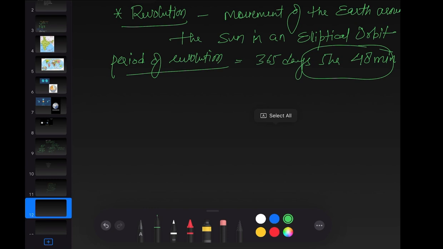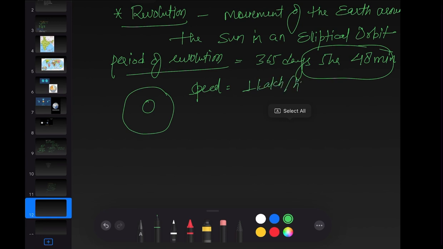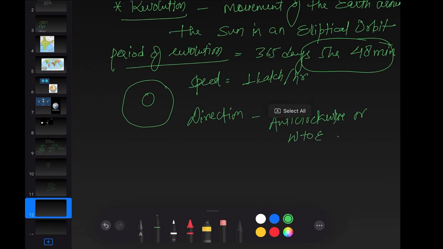Let's think about what the speed of revolution is on average to revolve around the sun. What is our earth's speed of revolution? Earth's speed is approximately 1 lakh kilometers per hour. So in the last 1 hour we have moved 1 lakh kilometers. The direction of the earth's revolution is the same, anti-clockwise, or west to east.